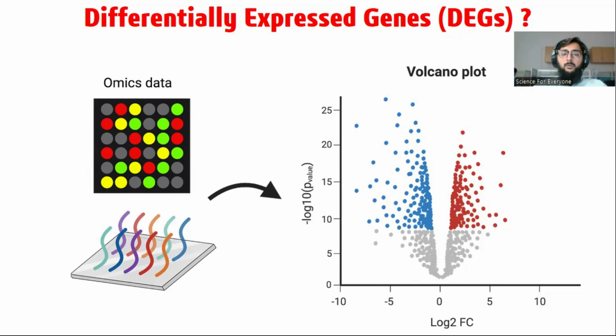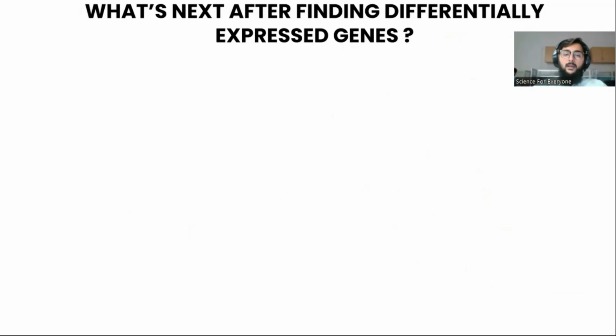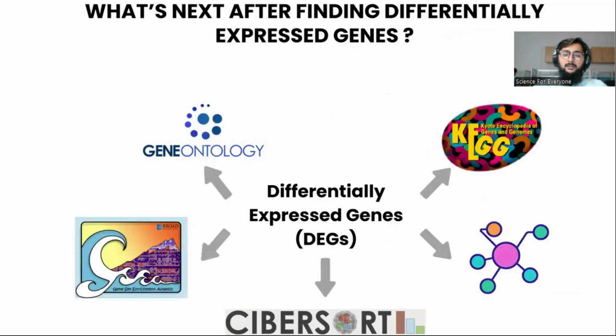So people perform a lot of downstream analysis. Although basically these downstream analyses are specific to the objectives that you want to achieve and the aim you want to achieve with respect to your problem statement. Okay, some perform gene ontology, some perform gene set enrichment analysis, CIBERSORT, network analysis, KEGG pathway analysis, and a lot of different downstream analyses.